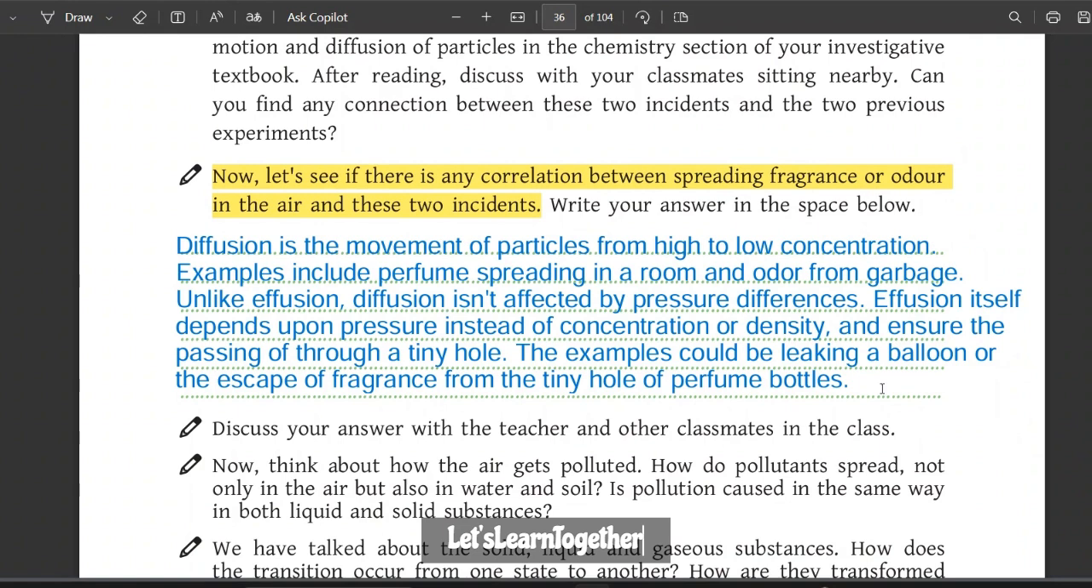It was dependent upon pressure, not density, and the passing of air particles happened through a very tiny hole.